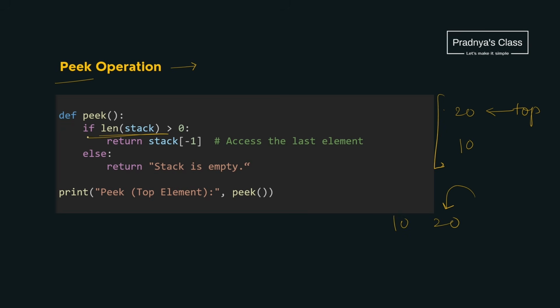Again, the same condition we will be checking, because we should have elements in the stack, only then can we perform different operations. For accessing the last element, again we are using reverse indexing. We know that the last element will have the -1 index. So with that we can print the last element, otherwise we will print that stack is empty. By calling the function with the print statement, we are printing and checking the element which is at the top position.